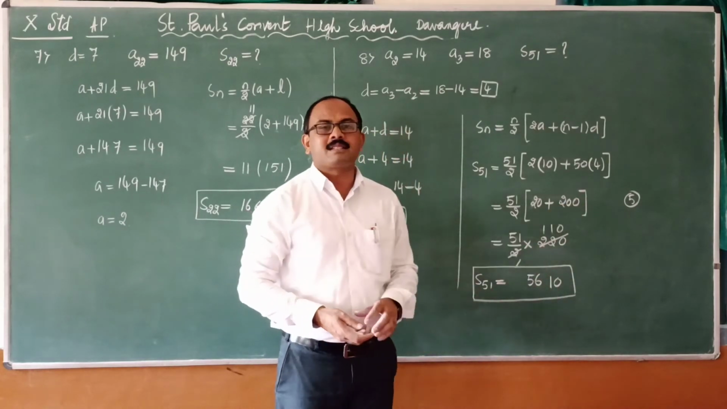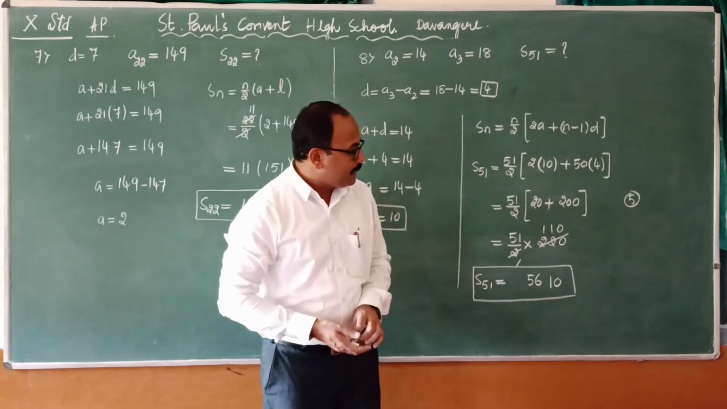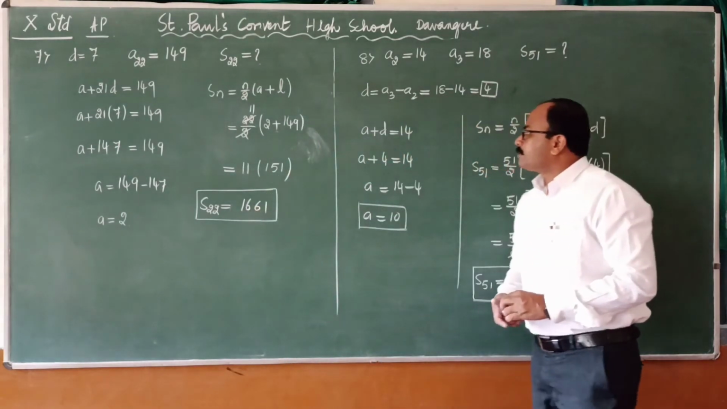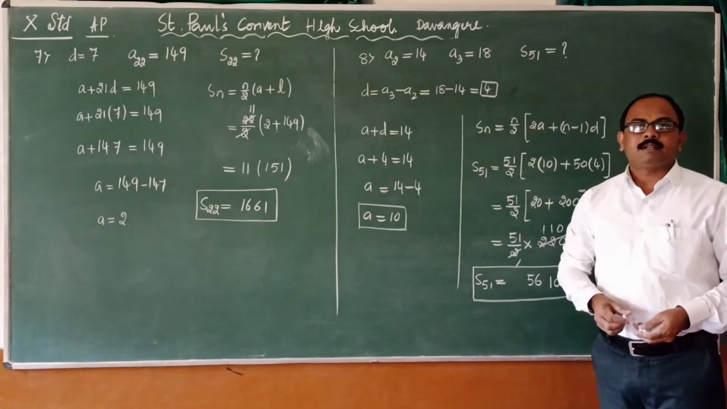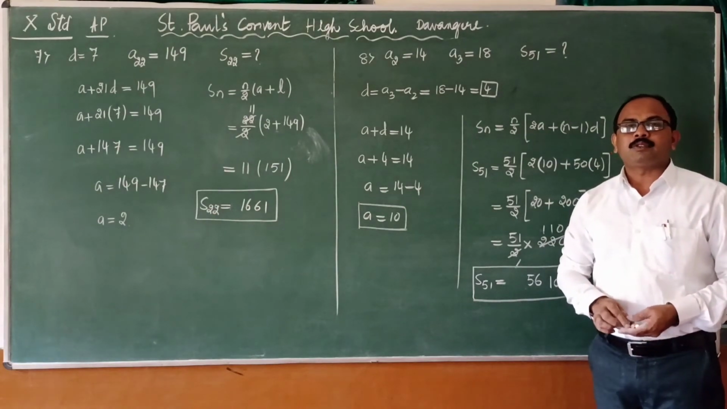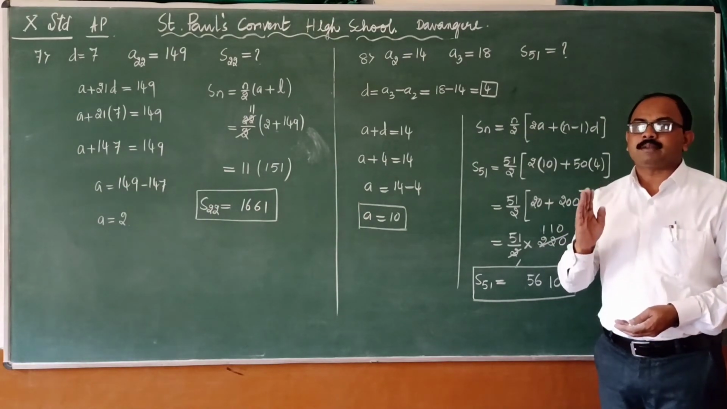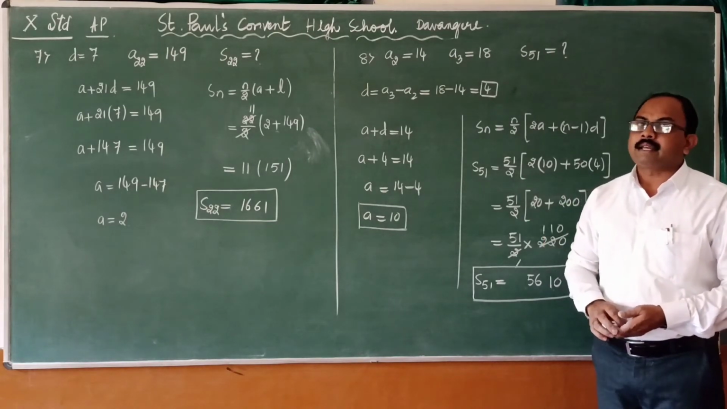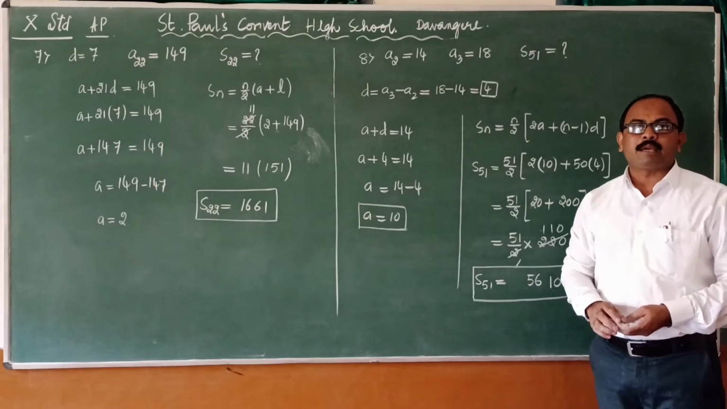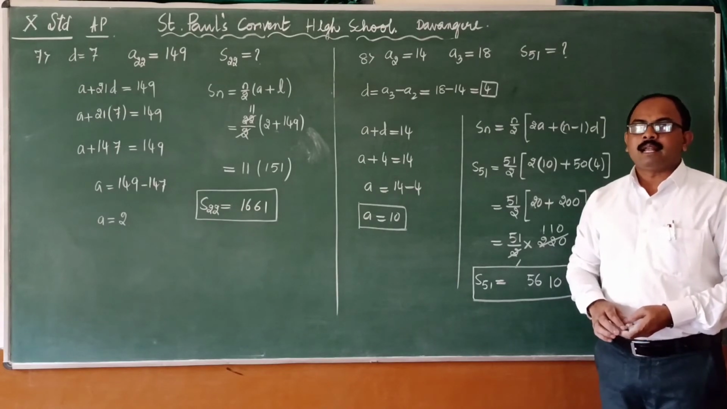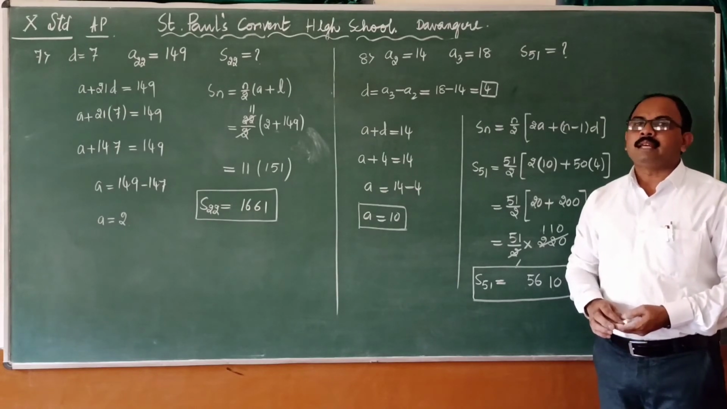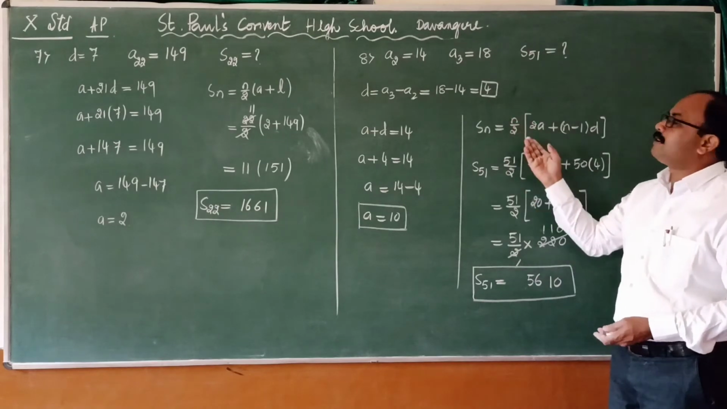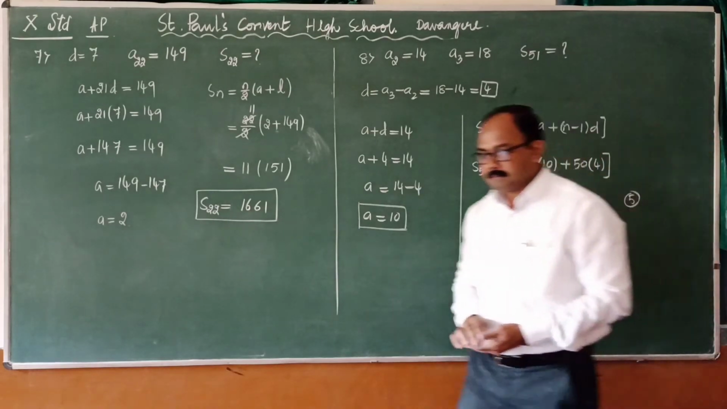Slowly, these calculations can be done slowly, children, and you can write them down. See, please note which formula is to be used at what time. If the last term is given, you can directly take the second formula, n by 2 into (a plus l). When the last term is not given, then you have to go with the first formula.